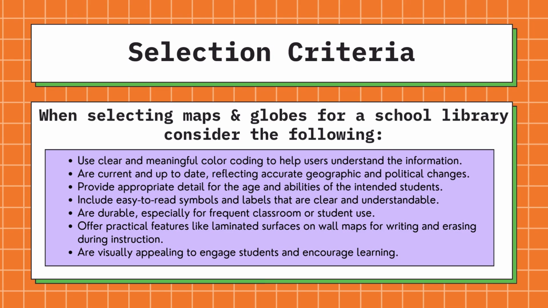In the selection criteria, it's important when selecting maps and globes for a school library to consider the following. You want to use clear and meaningful color coding that helps users understand information. You want to make sure that maps and globes are up to date and reflecting any current geographic and political changes. You want to make sure they're easy to read and use clear and understandable labels.